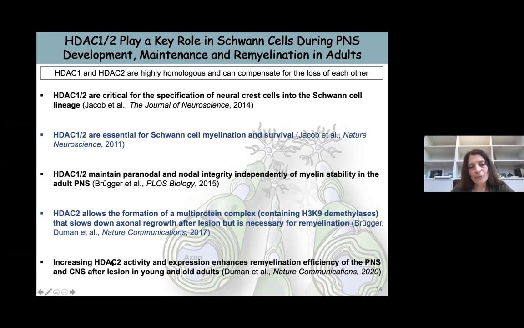So this is the topic of our latest publication. We published that a couple of months ago in Nature Communications. We found that when we increase the activity of HDAC2 and its expression, we can enhance remyelination efficiency in the PNS after traumatic lesion, but also in the CNS after demyelinating lesion in young and old adults. So the first aim of this study was to find this famous deacetylation target of HDAC1/2.